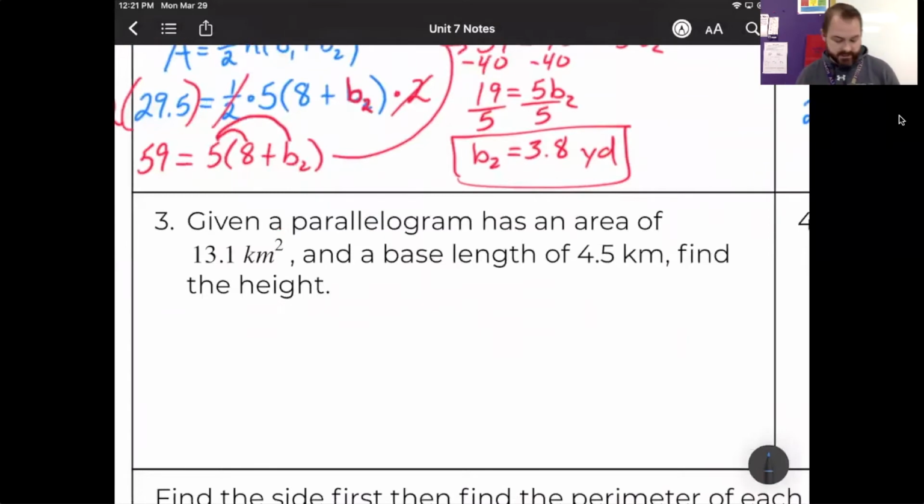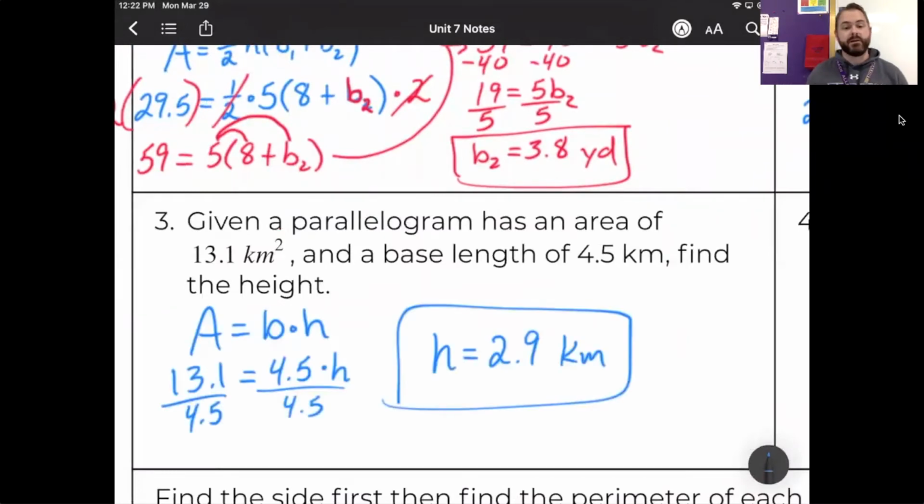All right, this is what we should get. For a parallelogram, your area formula is base times height. So A equals base times height is what I start with. And that means I use 13.1 for my area, and my base is 4.5. So all I really have to do is divide by 4.5 on both sides, and I get 2.9 kilometers.